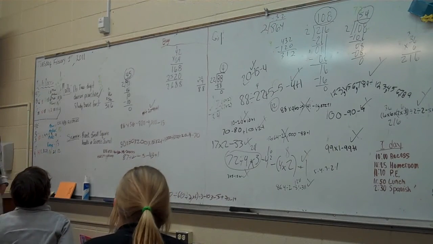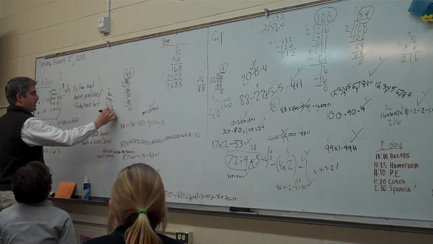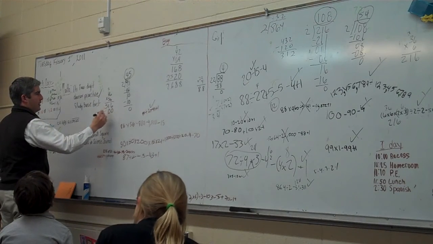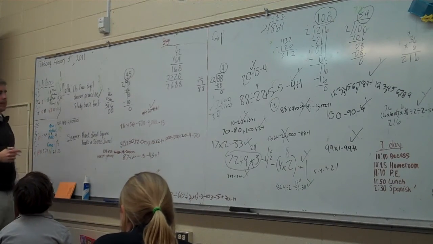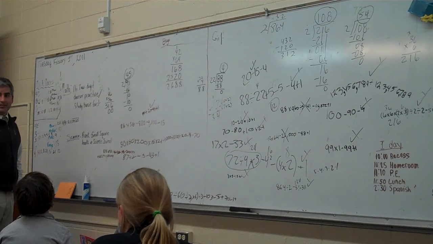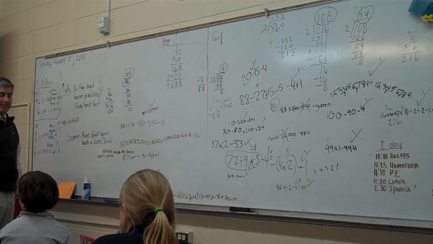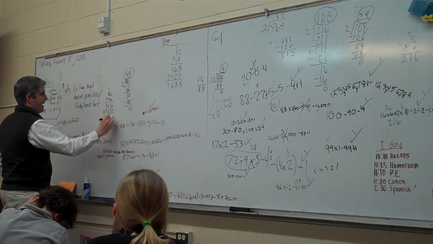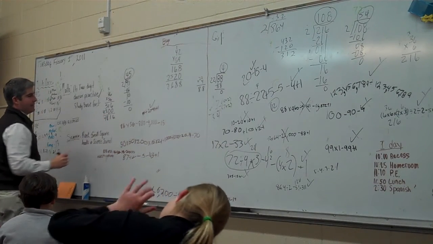Okay, I'm multiplying times 50, so what goes in the ones place? 0. 5 times 6 equals 30. I'm carrying a 3 again. 5 times 8 is 40, plus 3 is 44. Then I add those up. It's going to give me 4,816.